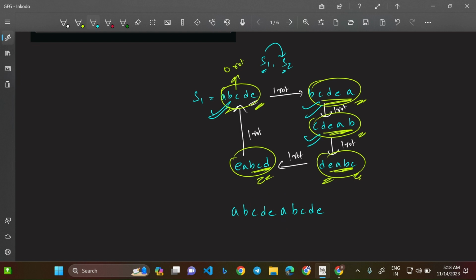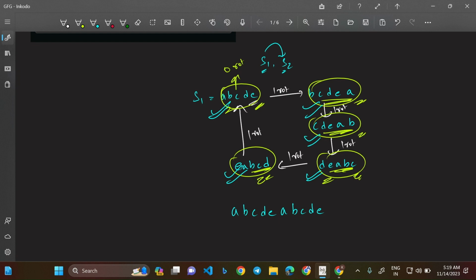Are we able to find DEABC? Yes, DEABC is also there. So this is also fine. And are we able to find EABCD? Yes, EABCD. Yes, this is also done. So we are able to find all the possibilities of S2 once we add S1 to S1.